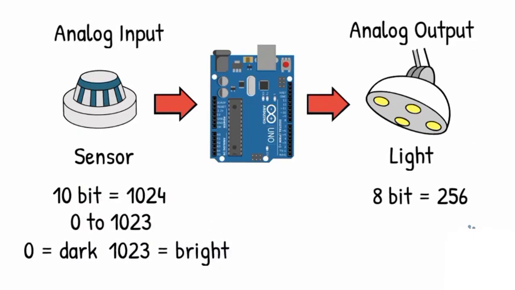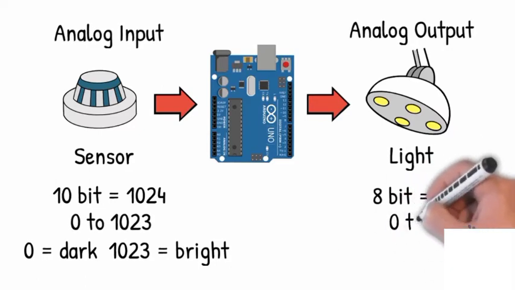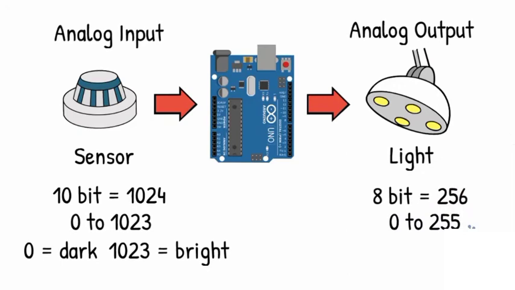Similarly, based on the light intensity we received from the light sensor, we can output a value to the headlight to turn it on accordingly. For the 8-bit value, we have the range of 0 to 255. So we will have 256 brightness values.